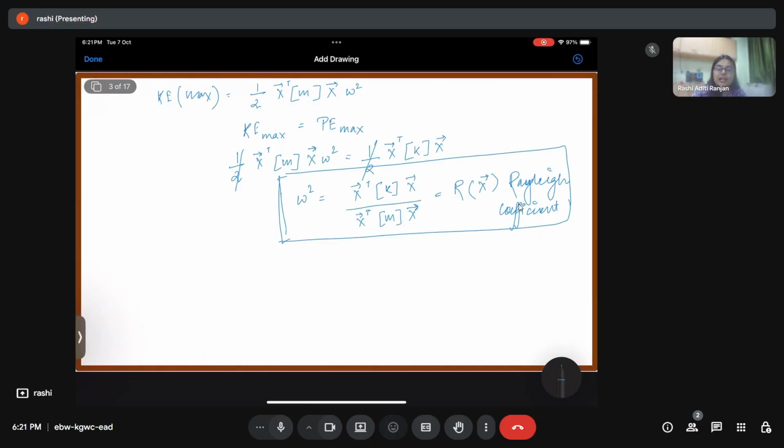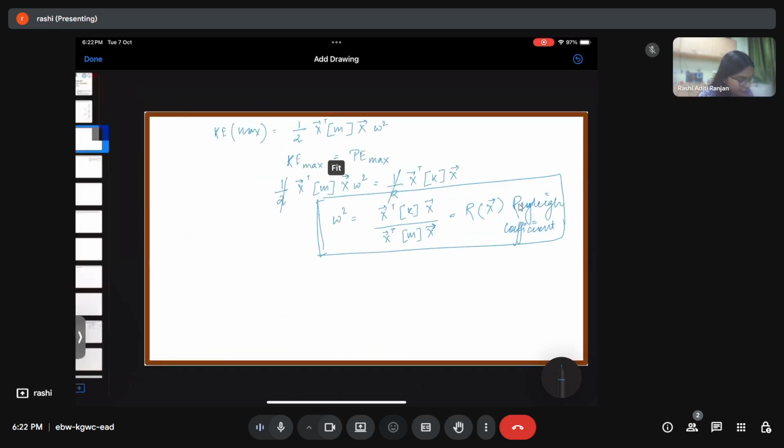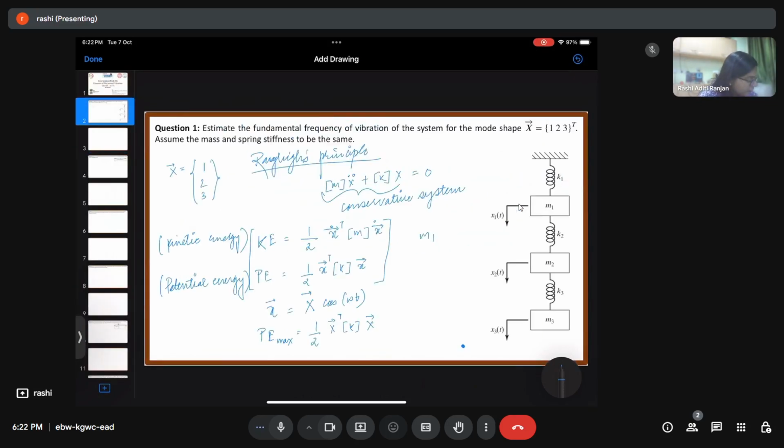Now the K matrix we can take out, the mass matrix we can take out, and this capital X vector, which is related to the mode shape, we can take out because it has already been given to us. Correspondingly, if we put all of that in this, we are going to get the value of omega, right? So that is what we are going to do further. See, firstly, for the system, it has been given that we have to assume M1, M2, M3 are all equal to M, and K1, K2, K3 are all equal to K.